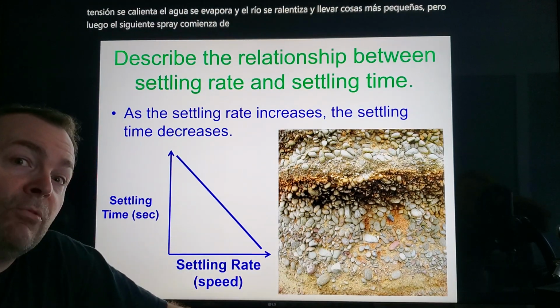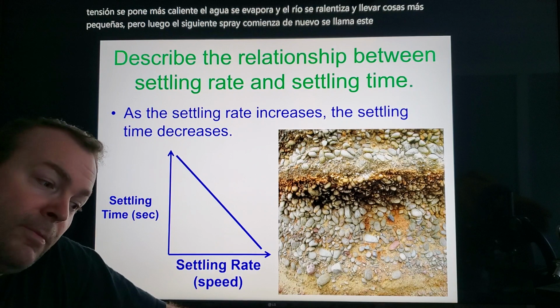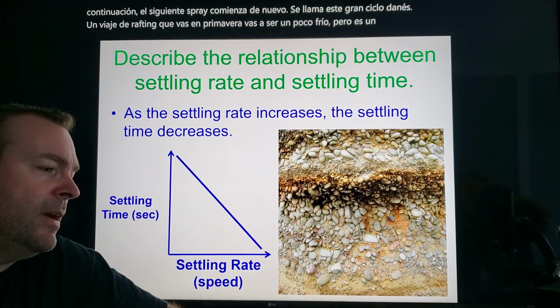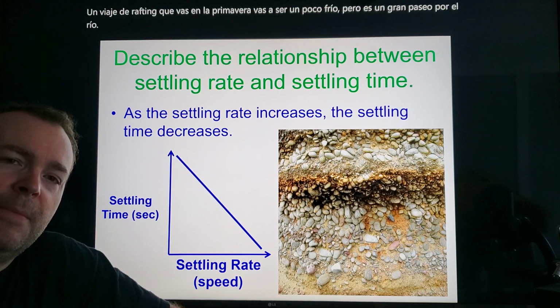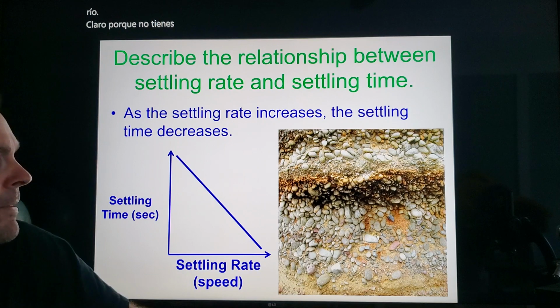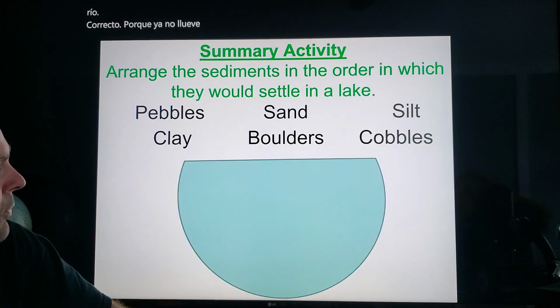You want to do an exciting rafting trip, you go in the springtime. You're going to be a little chilly, but it's a great ride down the river. You go in the summertime, you're going to be bored out of your mind, right? Because you don't get those spring rains anymore. The river slows down, and you're going to be bored.